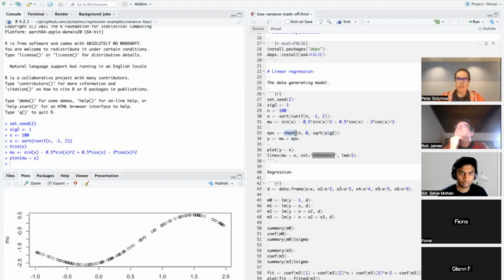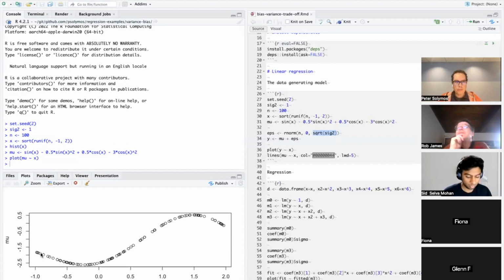And if you look up the help page for rnorm, which is random normal numbers, if you want to get 100 random normal numbers with 0 mean and some variance, then this function expects the standard deviation, which is the square root of the variance. So the sigma square is going to be our variance. So this is the variance of the error around each point.